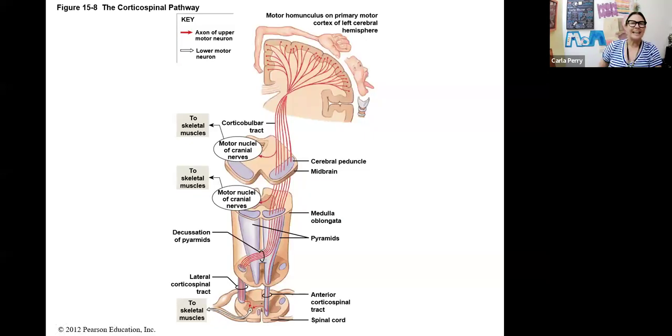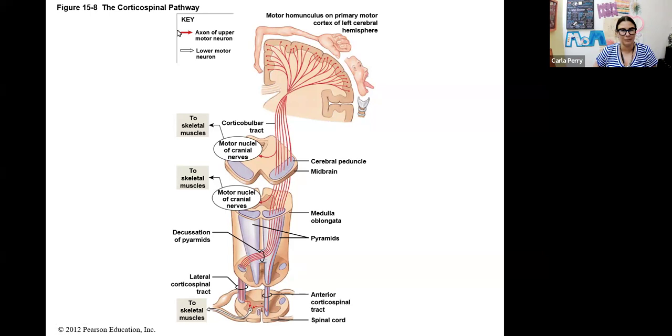Hi, everyone. This video is going to give you a quick overview of motor pathways. When we talk about motor pathways, the direction that we're talking about is down. So down from the primary motor cortex, down, and then out to the skeletal muscle.